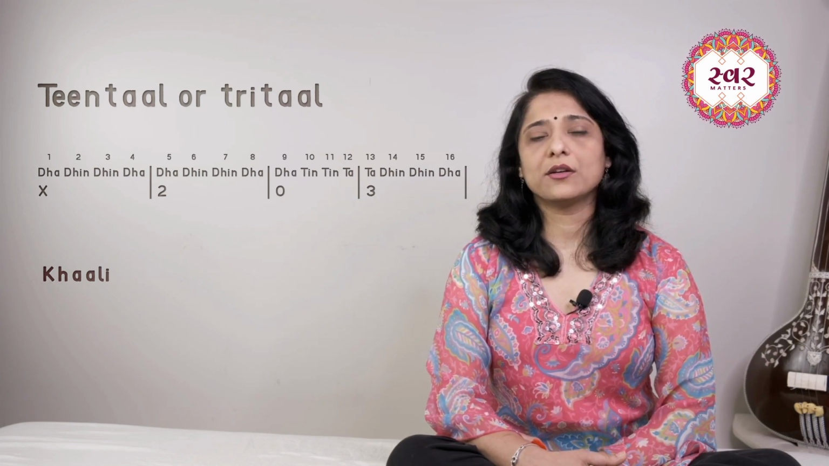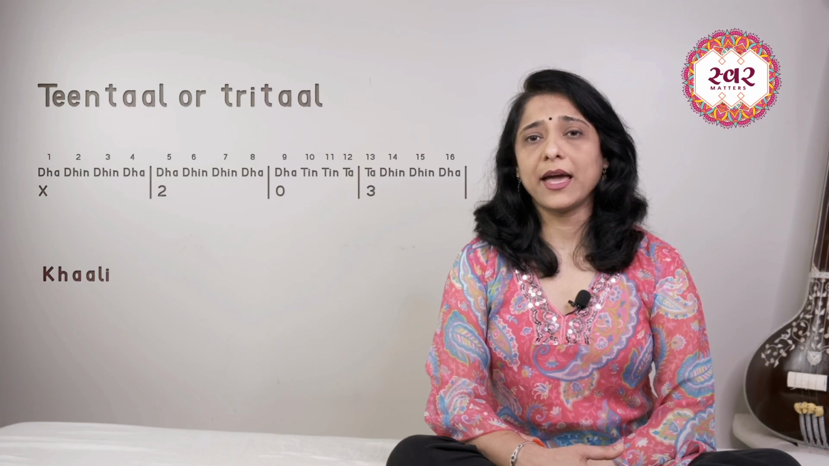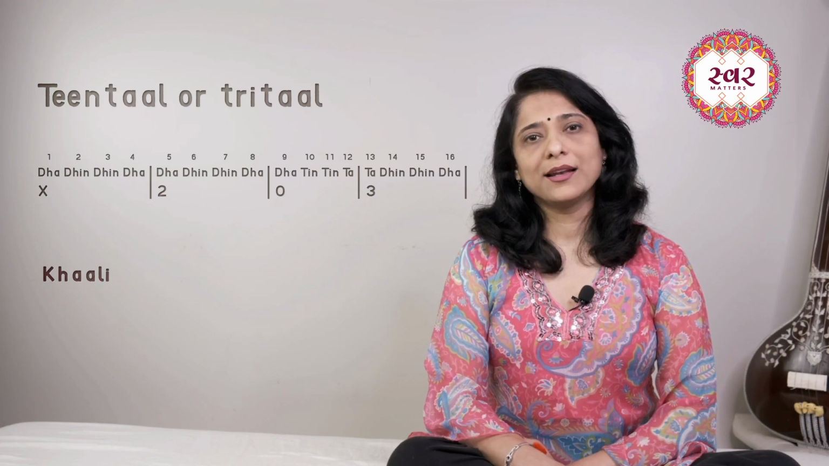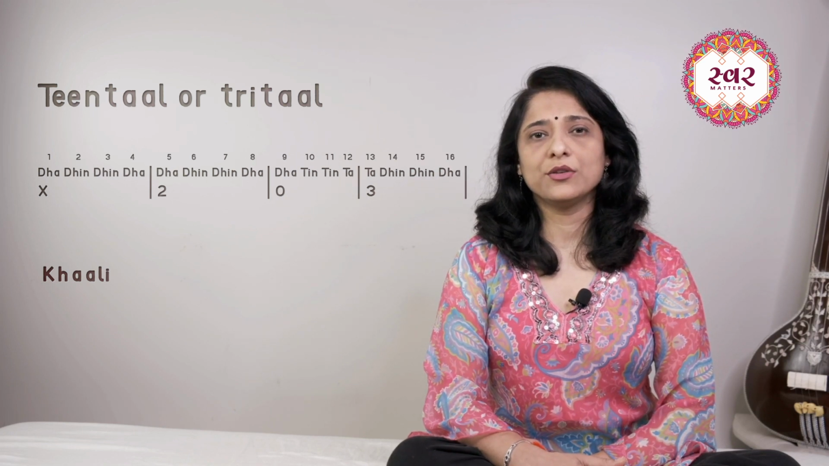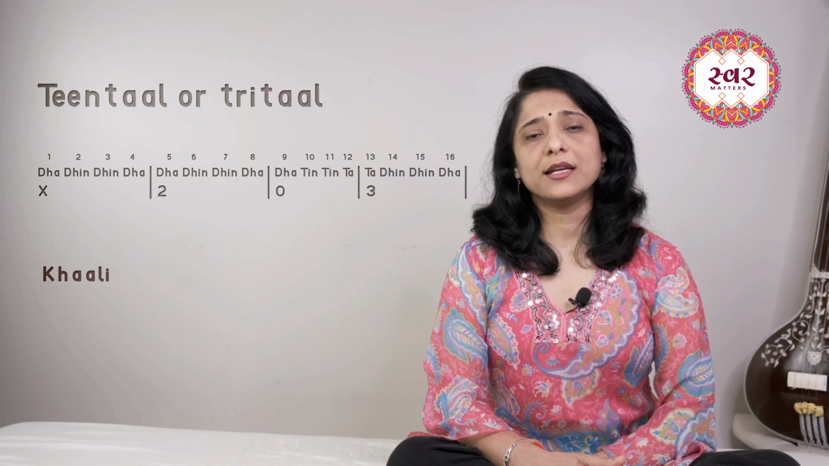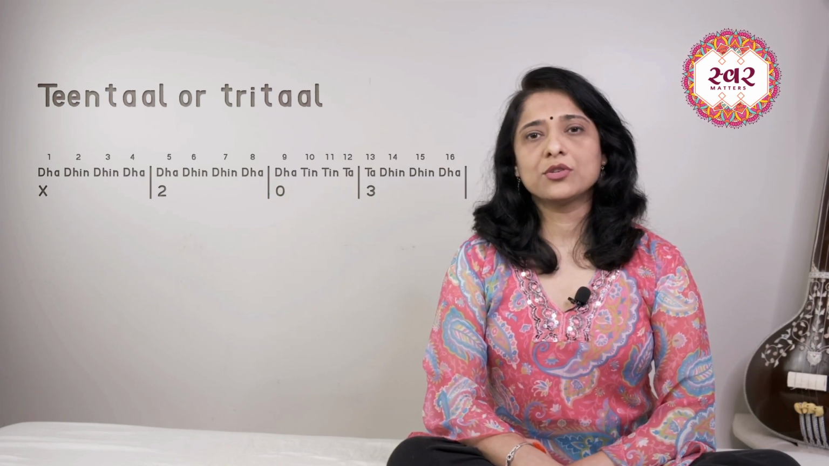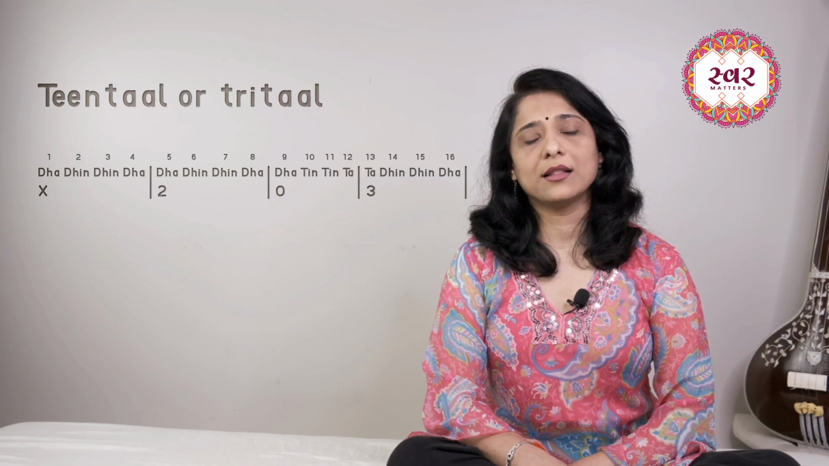Khaali. After sam, khaali is the second most important beat in the taal cycle. It is in the center of the cycle and it acts as the indicator of the approaching sam. Khaali is demonstrated by waving the hand while counting taal using the hands and is indicated with a 0 under the matra when written. Let me show you how to demonstrate teen taal by hand.